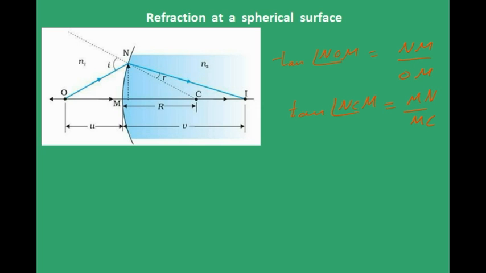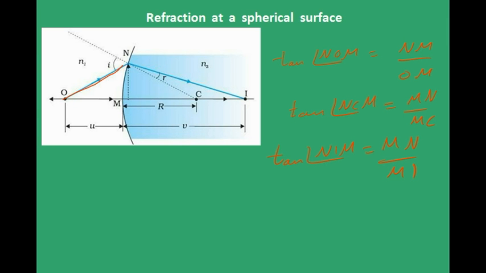and tan of NIM will be equal to MN by MI from the triangle NIM, where I is the image, O is the object. Okay. Now these three are my equations.